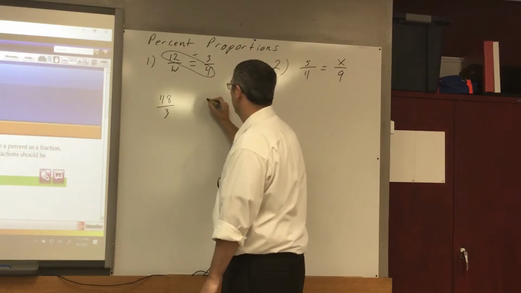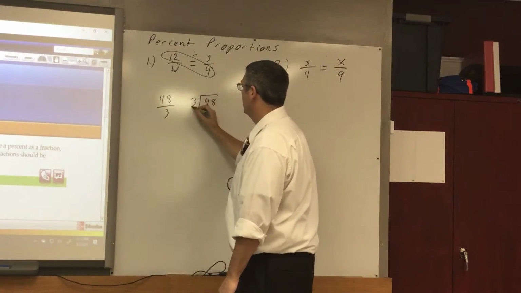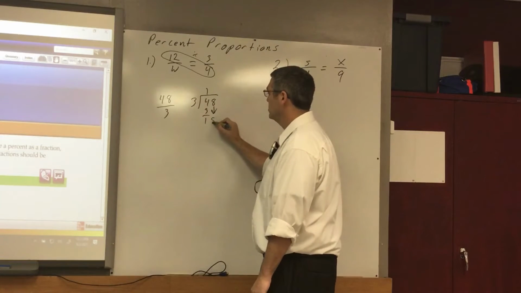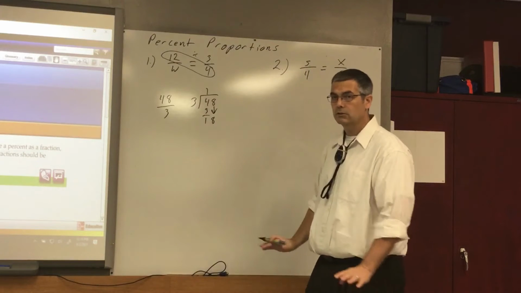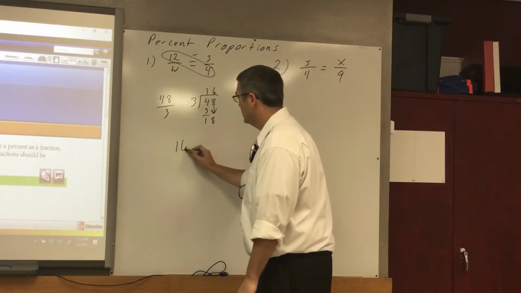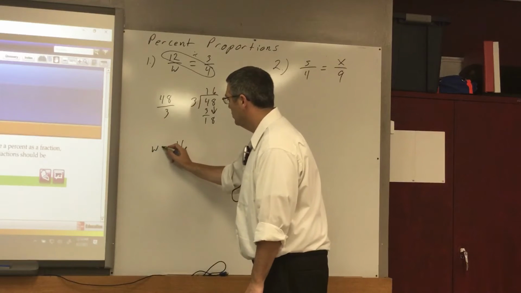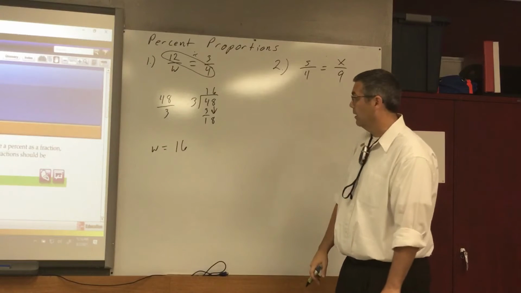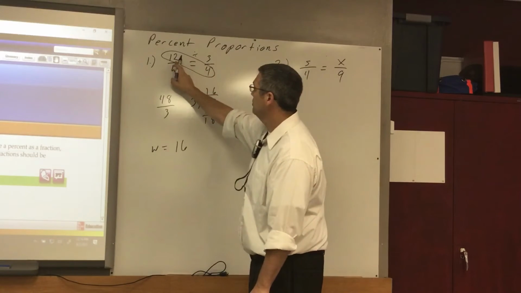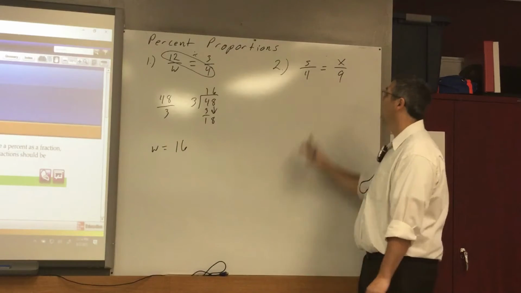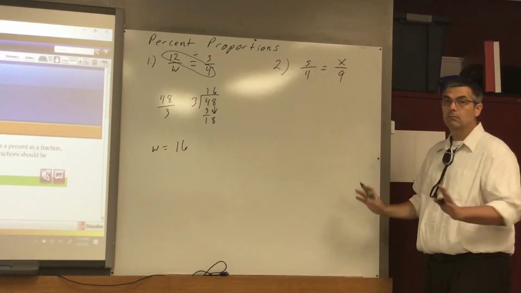So 48 divided by 3, we're going to get 16. I'm just showing you what we're doing real quick, just so that you can see this. So your answer is 16. So W equals 16. That's what you're looking at. So cross multiply, divide, get your answer. Okay? Now, same thing here.